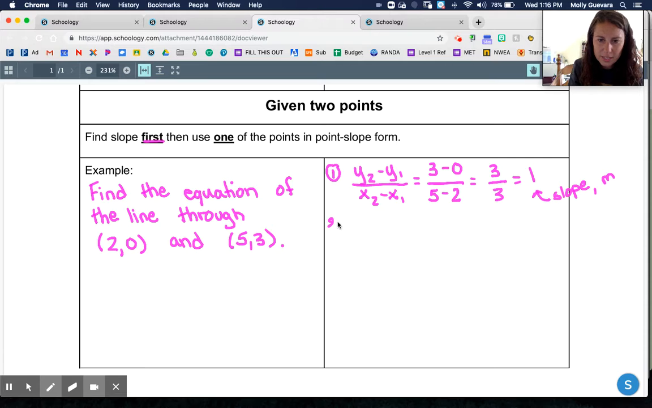And then the second step is now I can use my point slope form. I'm just rewriting the point slope form from up above. Now, the question is, which one of these 2 points do I use? And the answer is either. You can pick either point. So I'm going to make a note of that. Okay, so pick either point.